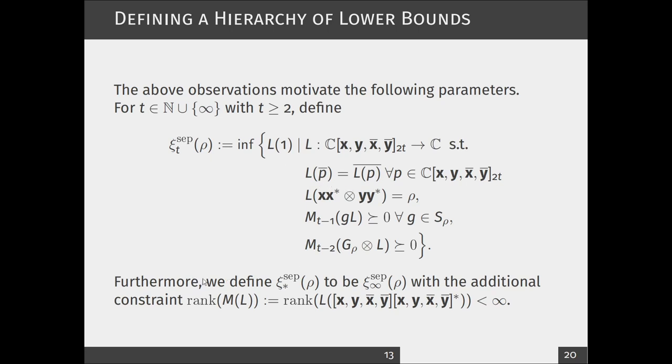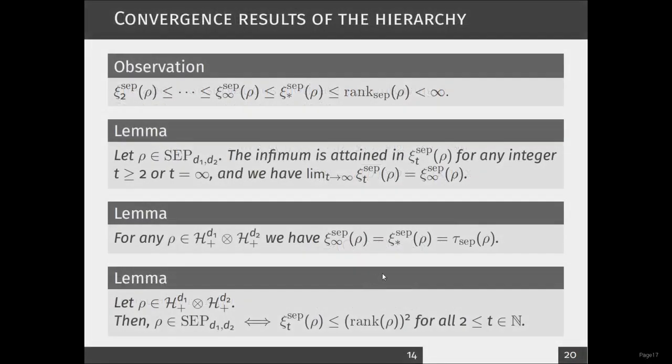So furthermore, this hierarchy is defined for t all natural numbers and infinity. And we also define xi star, which is xi infinity, but with the added constraint that we must have a finite rank on the moment matrix of L. Cool, so let's see what convergence results we can say about this hierarchy. So first observation, it is in fact a hierarchy by definition. It becomes stronger as we increase t, and adding a constraint of a finite moment matrix rank makes it stronger.